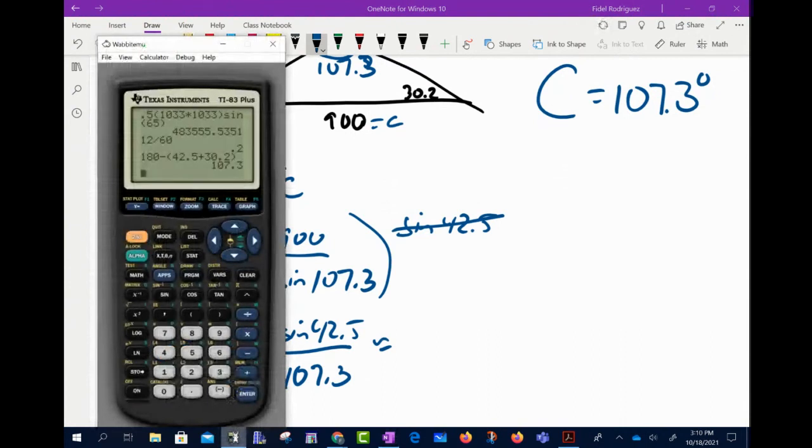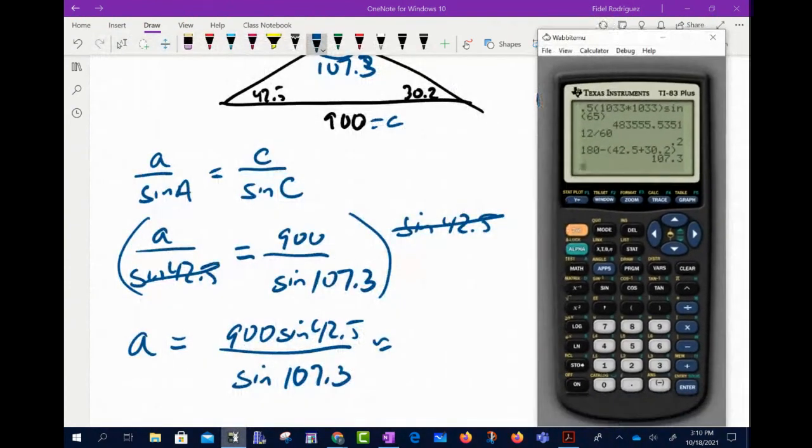And I'm going to do this on my calculator. Let me move it over here. So let's clear this out just so that we don't have so much business there. 900 sine of 42.5 divided by the sine of 107.3.